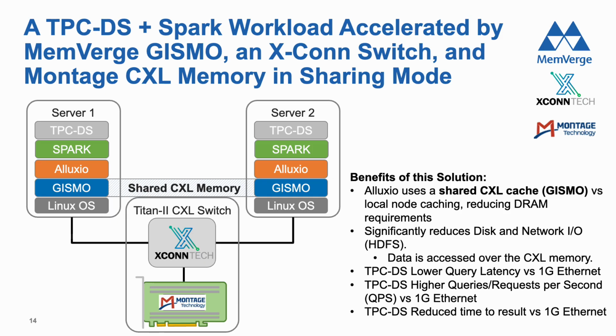So the observations we made from our testing definitely had some significant benefits. And this was that, again, Alluxio uses our GISMO implementation, so you don't have that local node caching using expensive DRAM. We removed or reduced the disk and network I/O, which would traditionally be handled by HDFS, because all of the data is accessible over the CXL memory fabric.